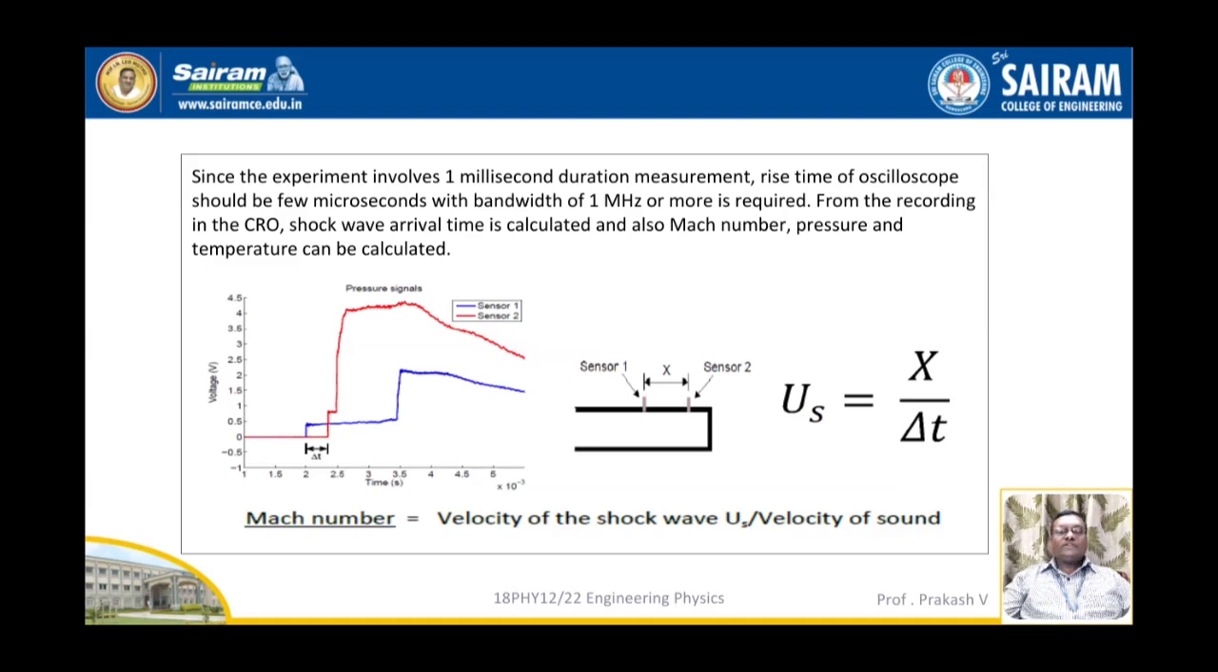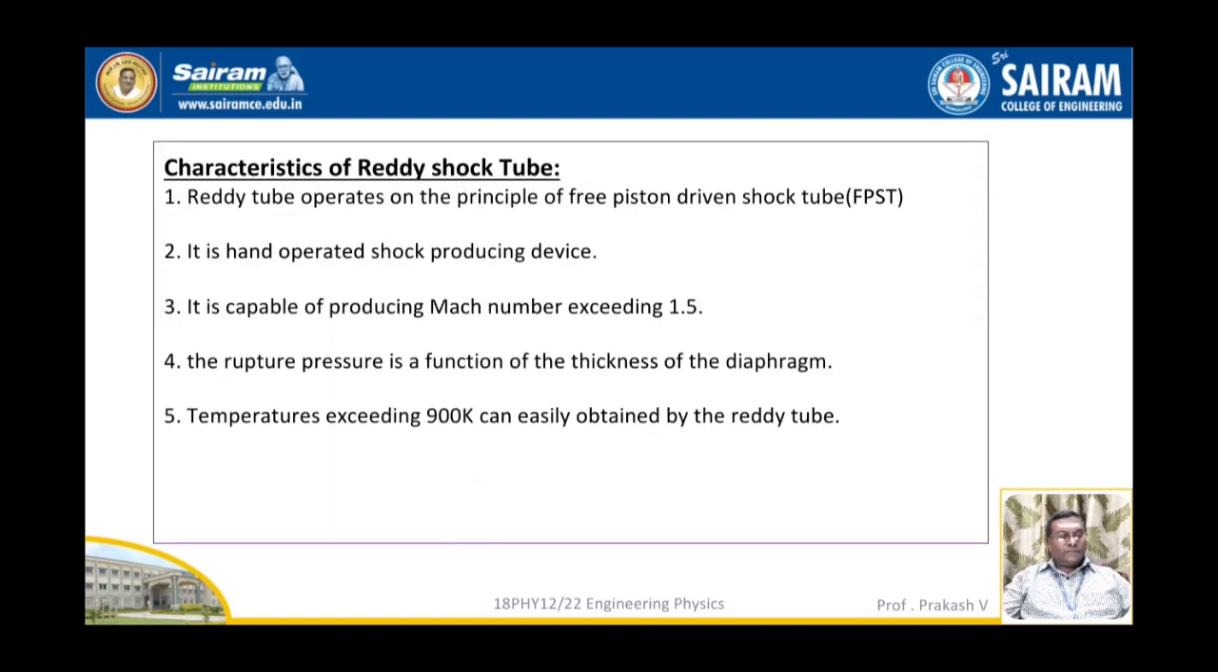Let x be the distance between S1 and S2. Let delta t be the time taken by the shock wave moving from S1 to S2. Then it is possible to calculate the velocity of the shock wave, given by x by delta t. And hence it is possible to calculate the Mach number, which is equal to the velocity of the shock wave divided by the velocity of sound. In the next slide, I am going to explain the characteristics of Reddy's shock tube.